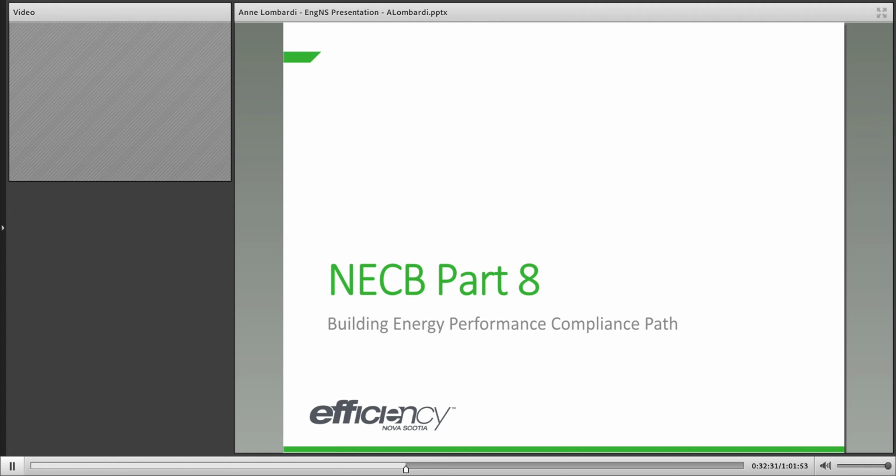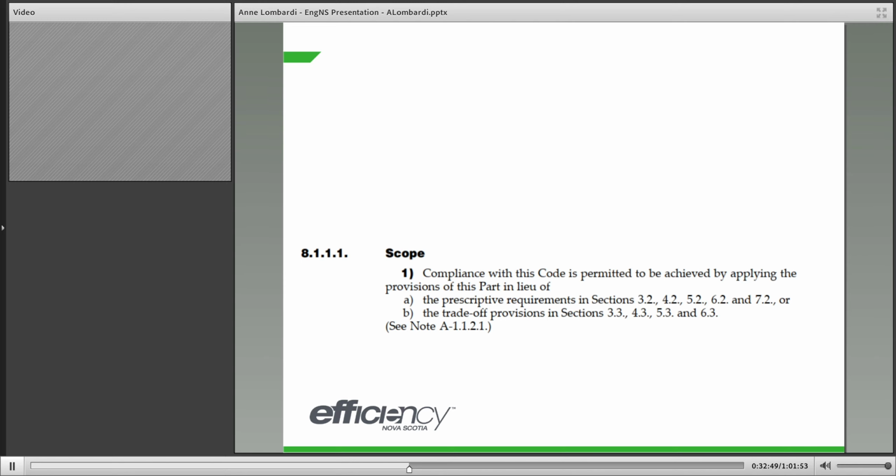Okay, we've got to the Part 8 section. So Part 8 is the Building Energy Performance Compliance Path. So within this section, there's everything you need to know about using performance path, and I'm just going to try and summarize a bit of it because there is lots there. And this is what the NECB says about that section. So compliance is permitted to be achieved by applying this part in lieu of prescriptive or trade-off, right? So you choose performance path if you're not going to choose those other paths. So if you're already good under prescriptive and trade-off, then you don't have to worry about performance path. Many buildings are choosing performance path just because of the flexibility, it seems.